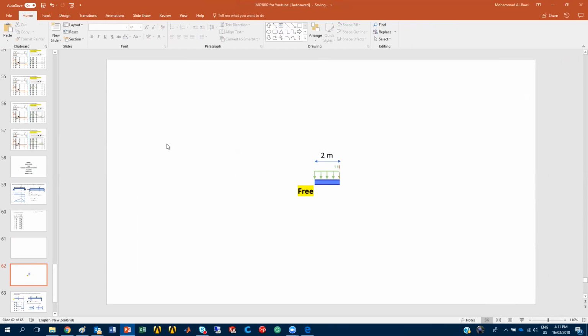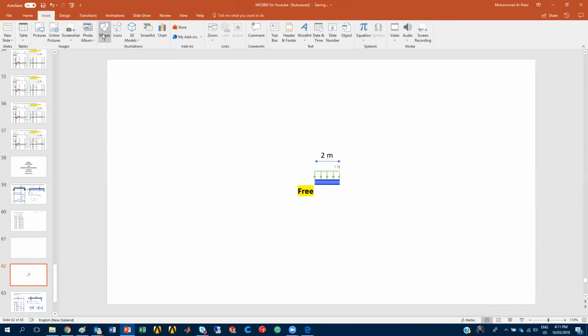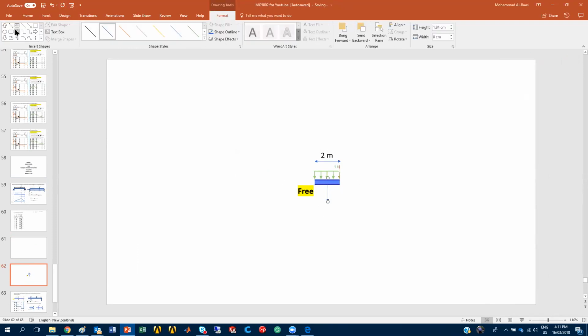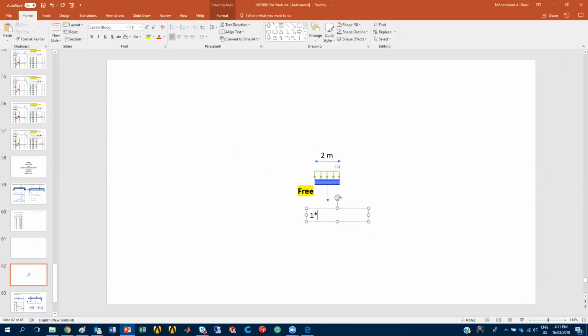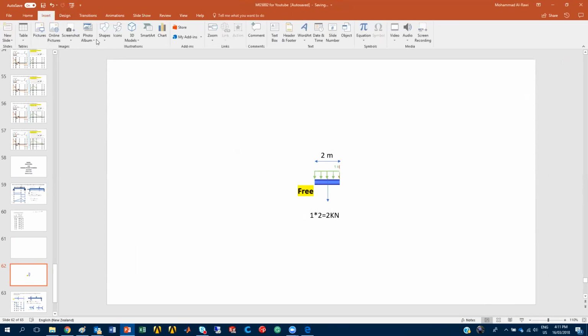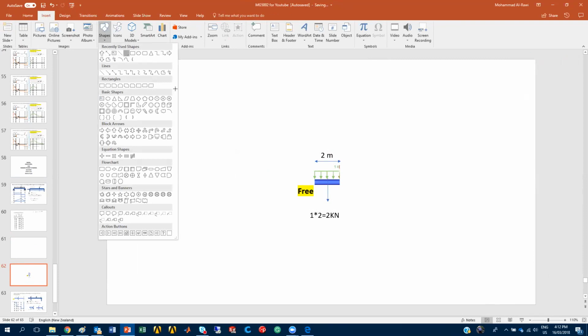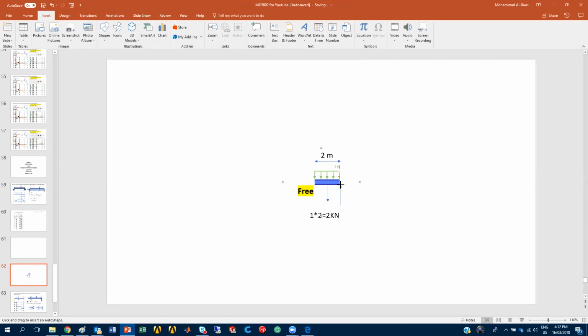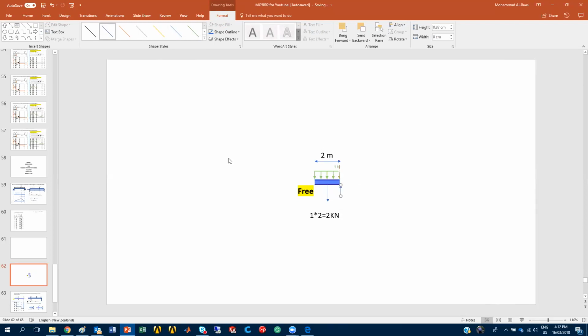So now, what do I have? I need to transfer the UDL to a point load. So the UDL will act in the middle. What's the value of the UDL? It's 1 kilonewton, so it will be 1 times 2 is equal to 2 kilonewtons. Now, where is my shear force? I should have a shear force going in that direction, upwards. We call that shear force V.